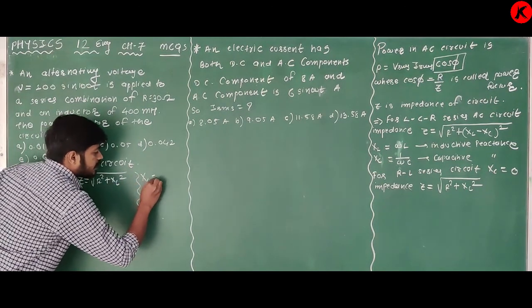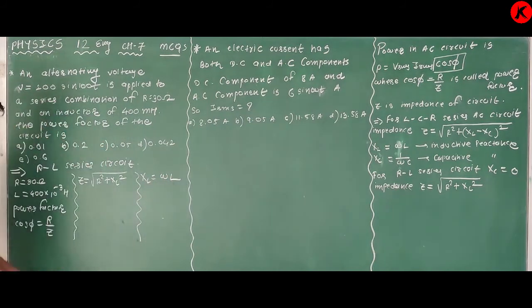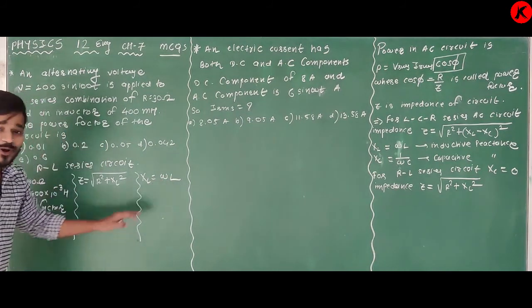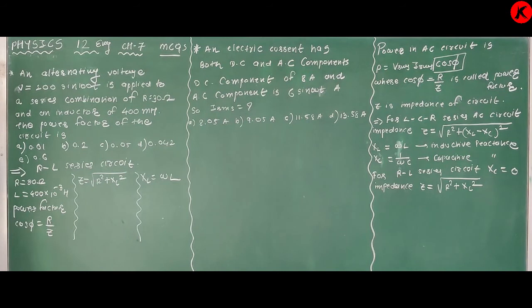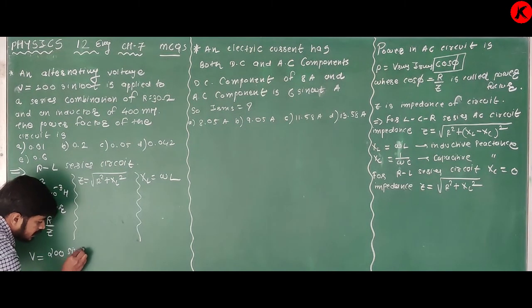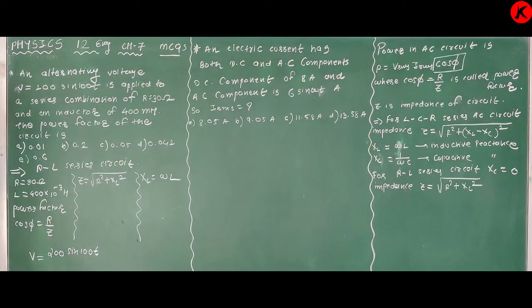XL is equal to omega L. L is given, but omega is not given. Then how to find omega? See from this equation. You are given V is equal to 200 sin 100 t.